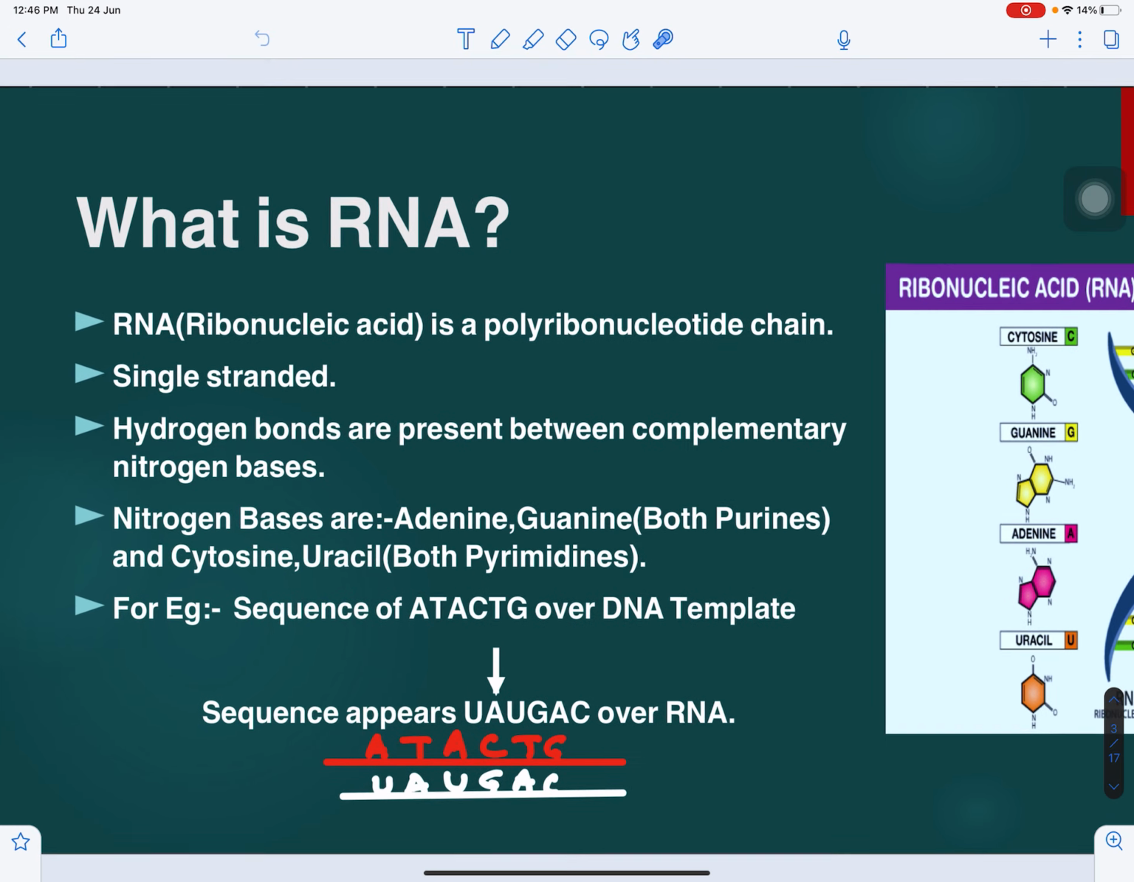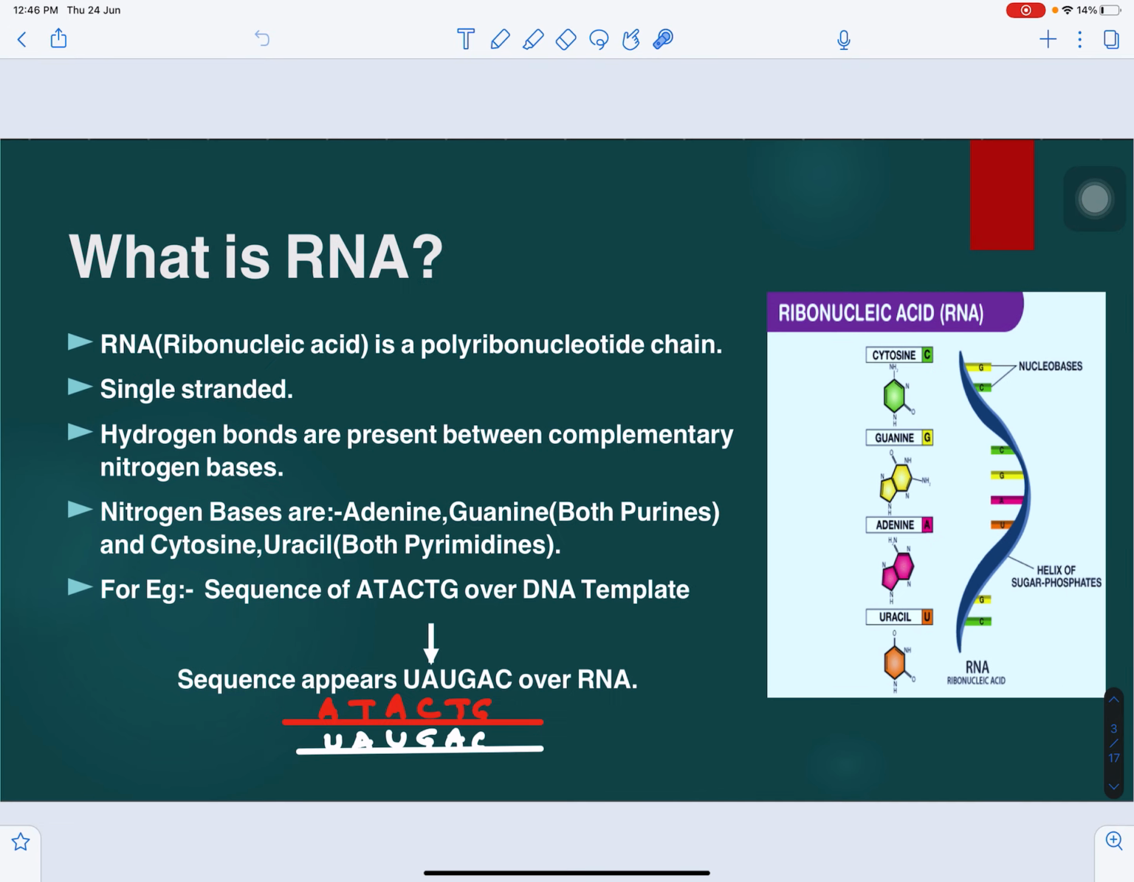Now, so what is RNA? We can see, this is a polyribonucleotide chain because this is made up of many nucleotides. Now, this is single stranded. This is made up of purines and pyrimidines. Now, these are the bases cytosine, guanine, adenine, and uracil. In case of RNA, thymine is not there. Thymine is replaced by uracil.